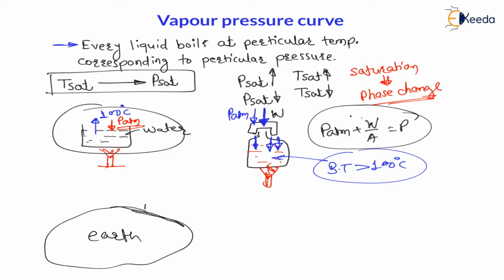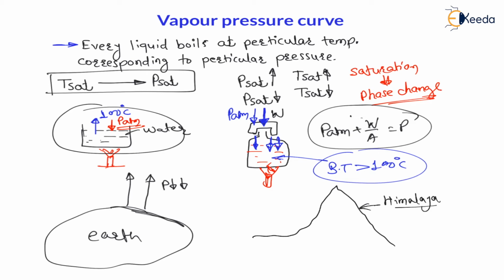Now as we go away from the earth surface, the pressure goes on decreasing. Let us say, if I consider the example of Himalaya, Himalaya Parvat, or Everest, and here is the sea level. Now, as we go away from the sea level, the pressure goes on decreasing.